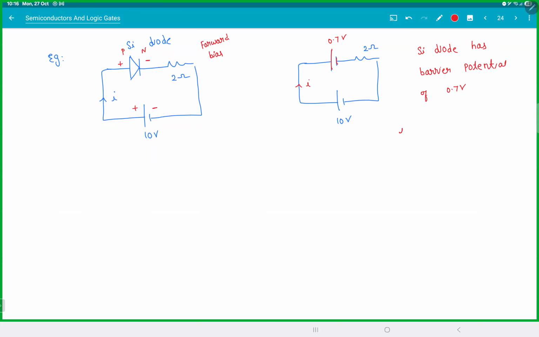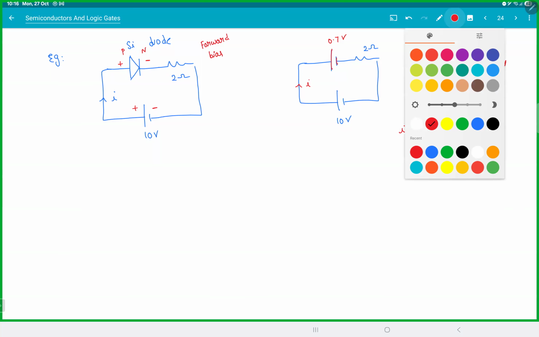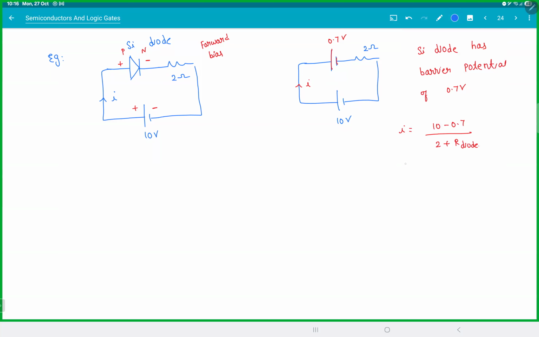Then the current I will become (10 minus 0.7) by (2 plus resistance of the diode). This is where people make a mistake. When people say ideal diode, they think barrier potential is 0. Ideal diode means resistance is 0. Since I didn't mention anything for ideal diode, R is 0. Therefore, the current in the circuit will be 9.3 by 2 amperes, or 4.65.